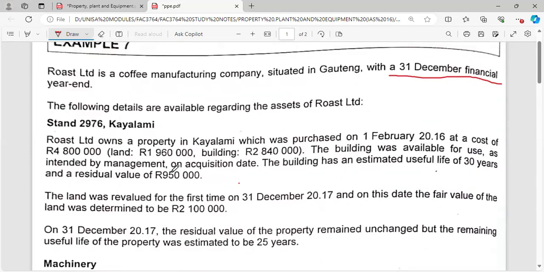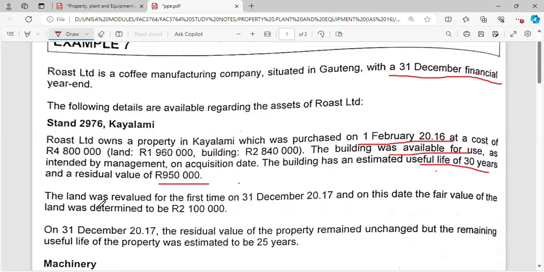Then what happens here? They own a property which was purchased, and always look for the date of purchase of the asset, the date when it was available for use, the useful life of the asset, and the residual value of the asset. If you have these, it means you can calculate the carrying amount of that particular asset.